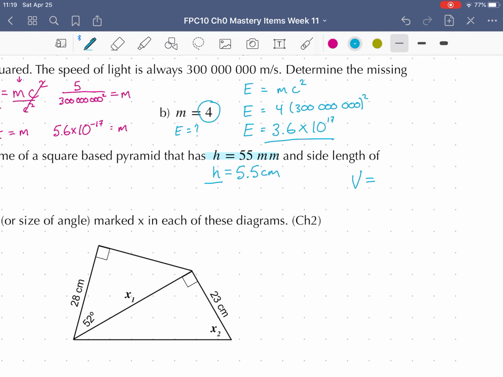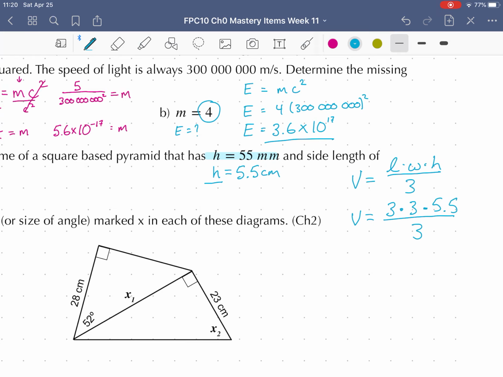Volume of a square base pyramid, or rectangular base pyramid, is equal to the length times the width times the perpendicular height divided by 3. The divided by 3 is because it comes to a point. So the volume is equal to 3 times 3 times 5.5 divided by 3.